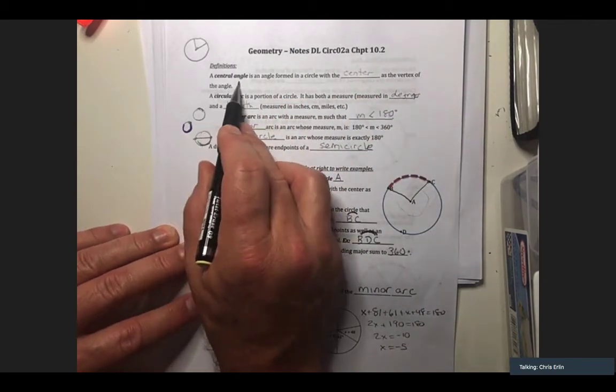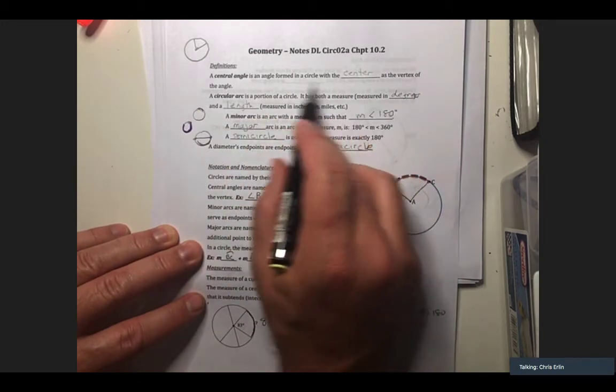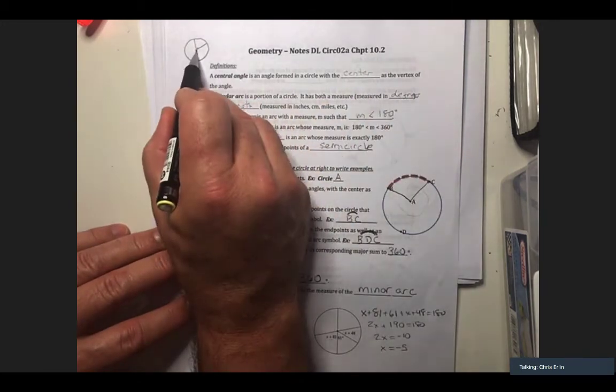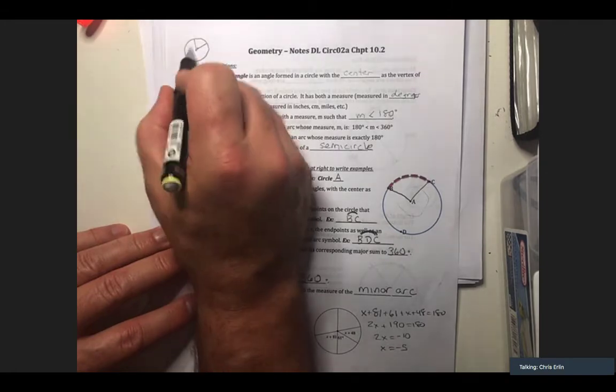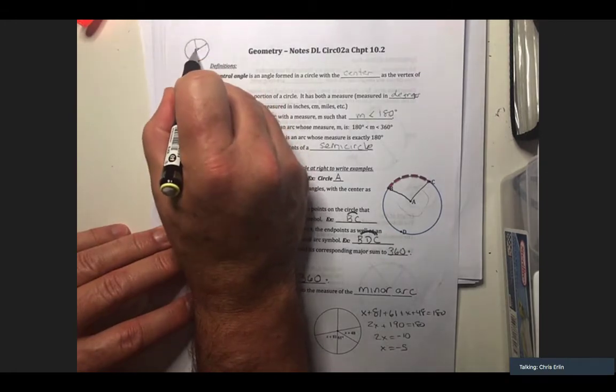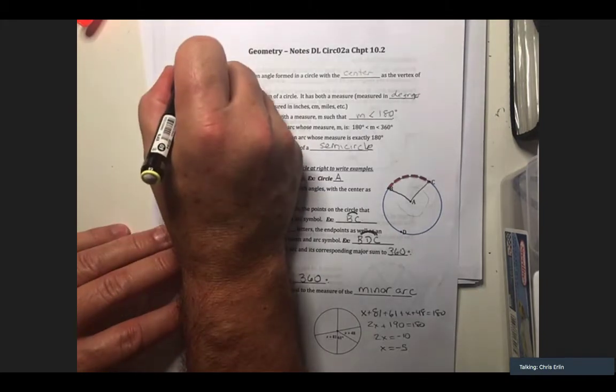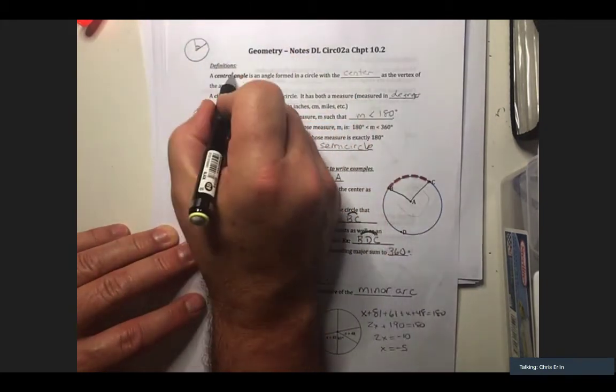We begin with a central angle, which is an angle formed with the center as the vertex. In other words, I start with a circle, and if I take my center and extend out with two radii, I produce what looks like a slice of pizza. This little angle here is called a central angle.